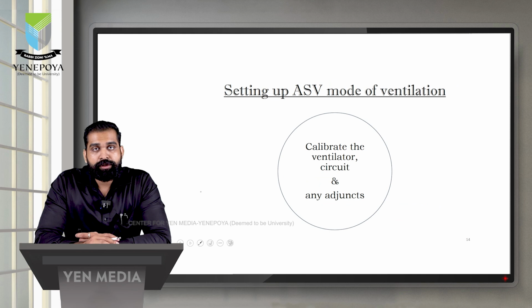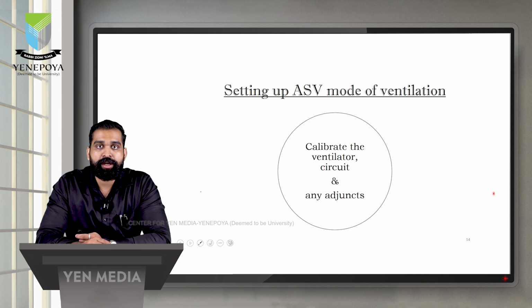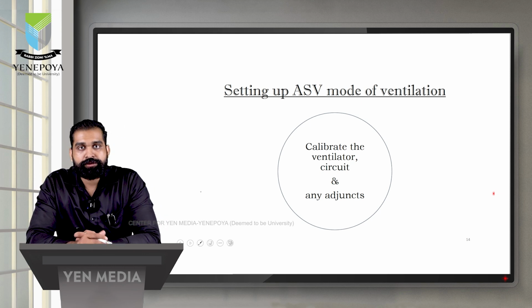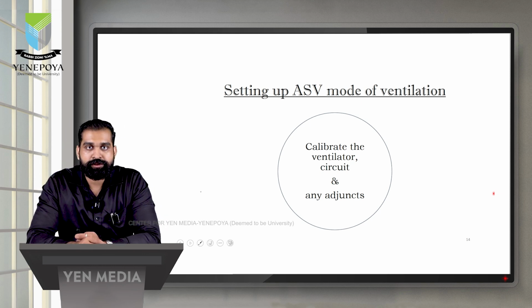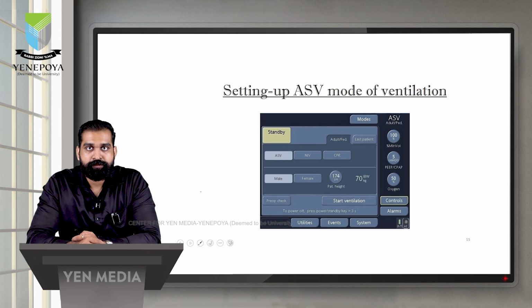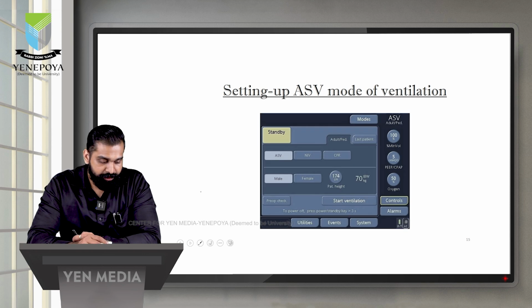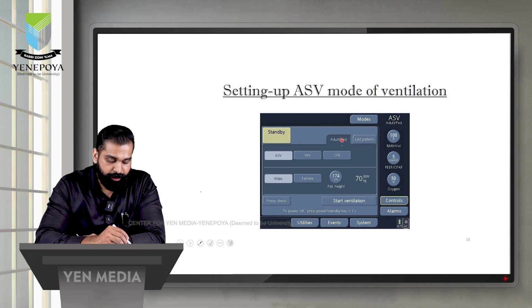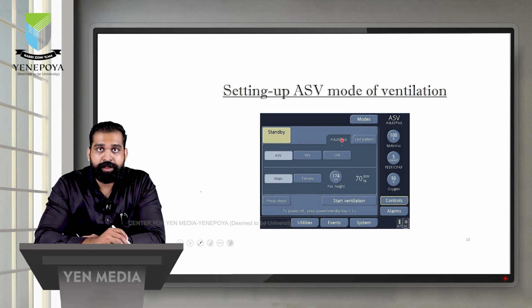Now, to talk briefly on how to set up this mode, like any other mode, you would want to calibrate the mechanical ventilator along with the ventilator circuits and any adjuncts like heat moisture exchangers or active humidifiers that you're going to use along with the patient's mechanical ventilator circuit. Now, this is how the ASV standby screen looks like.